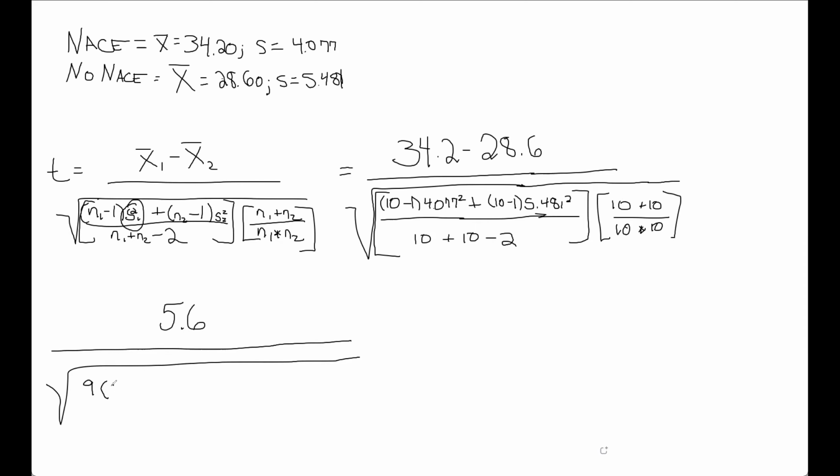So the variance here is going to be 16.622 plus 9 times 30. This is the variance for group 2, 30.151. And then, of course, 10 plus 10 minus 2 is 18. And so that's all one thing. If we move to the next thing, it should be 20 over 100.